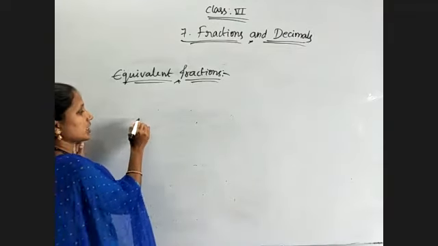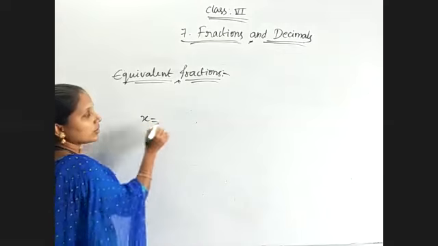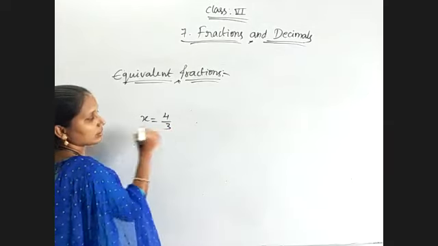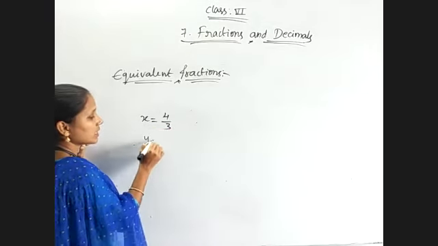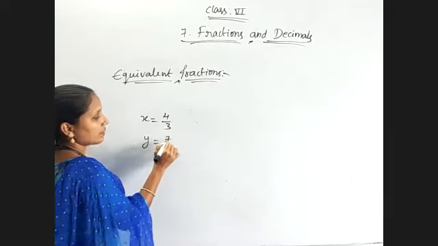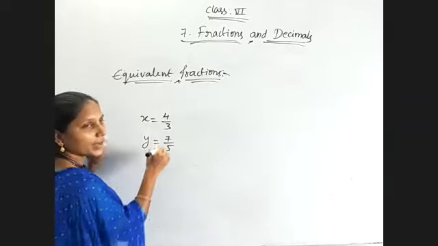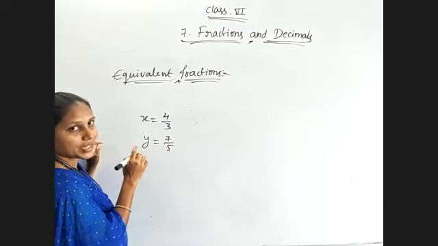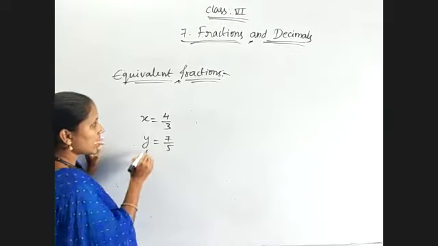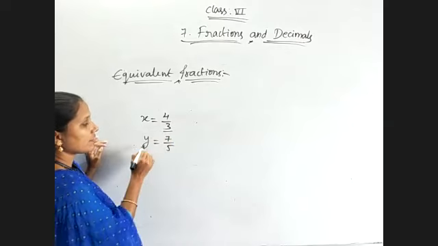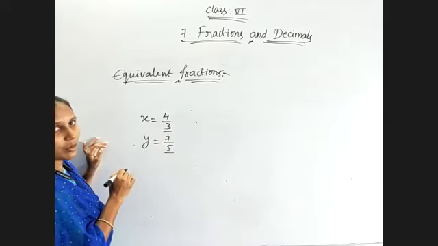See, one of the fractions I have is x equals 4 by 3 and y equals 7 by 5. Like this I have two fractions. Now I want to compare those two fractions. Because x has denominator 3 and y has 5, we can't compare them.